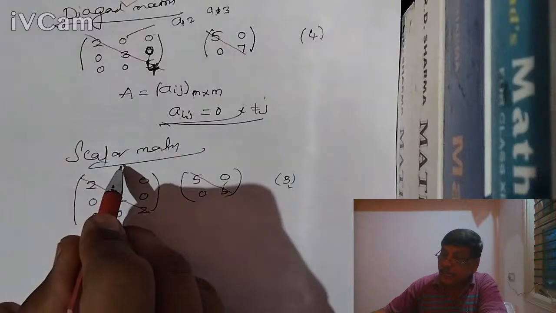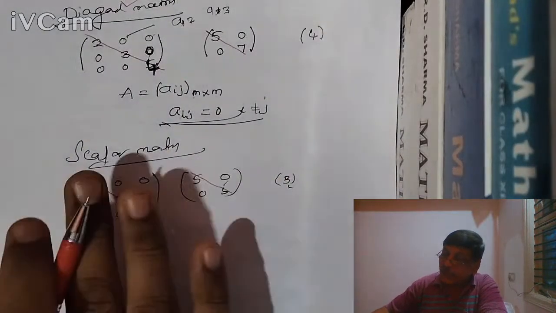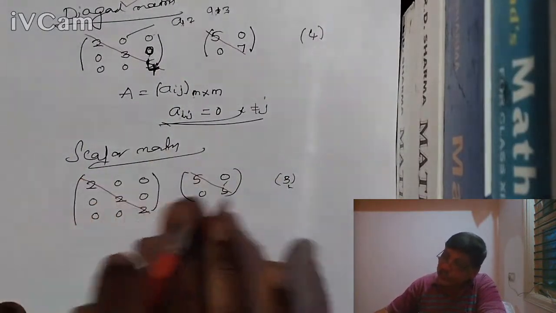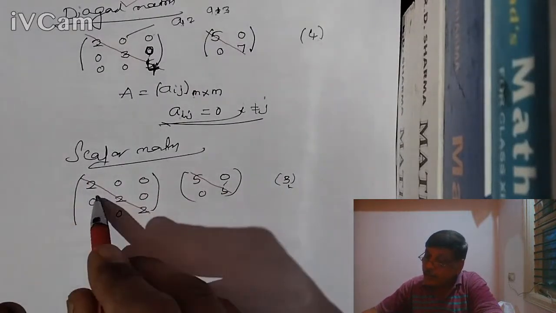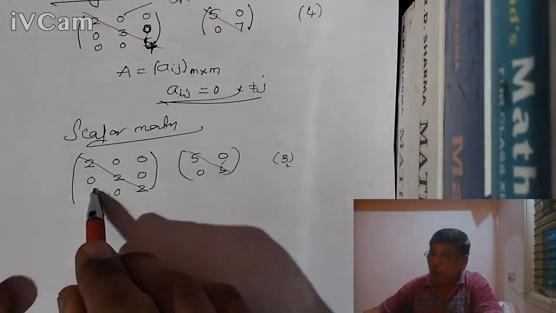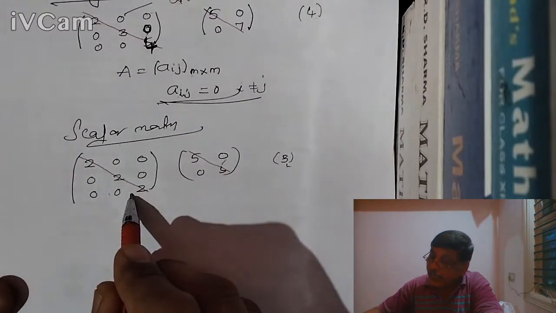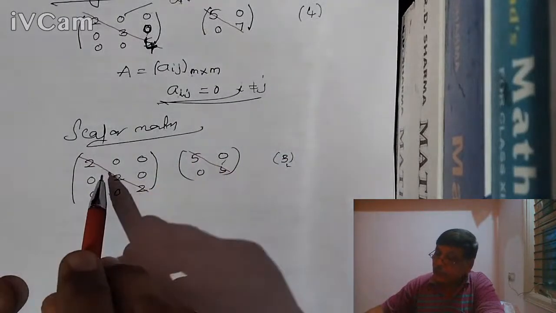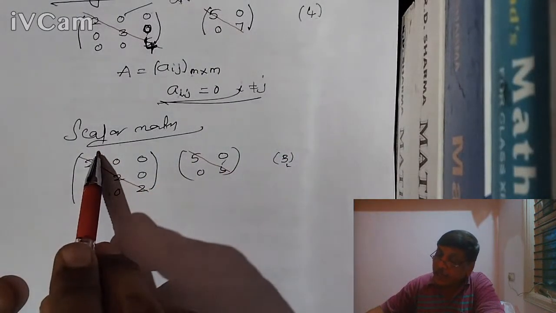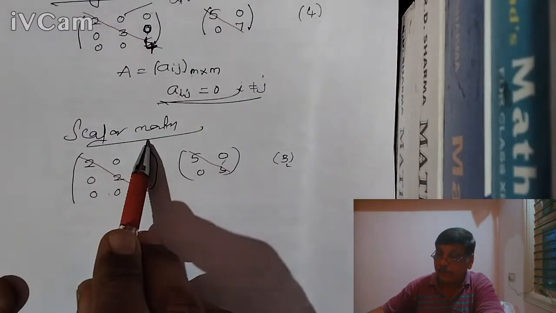Again, these are all examples of a diagonal matrix, because the non-diagonal elements are zeros. Yes or no? Non-diagonal elements are zeros, hence it is said to be a diagonal matrix. So here, a scalar matrix is a diagonal matrix.